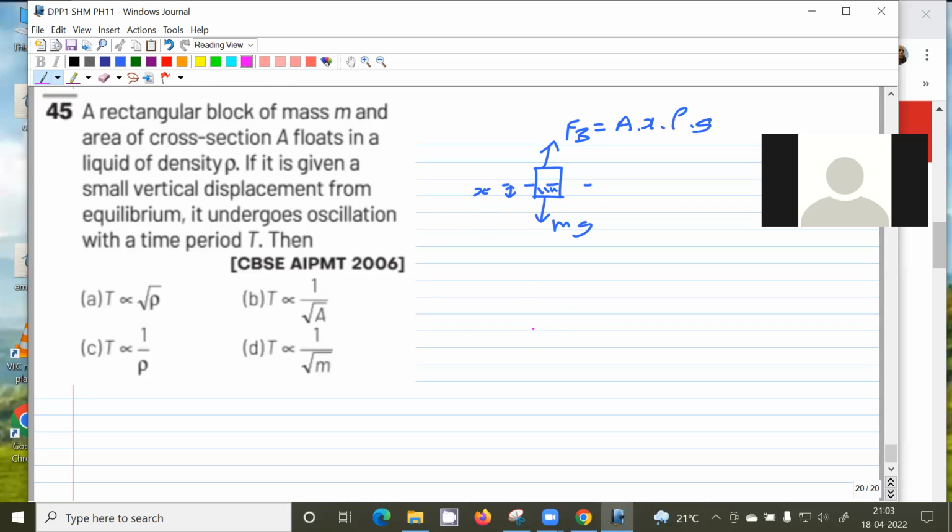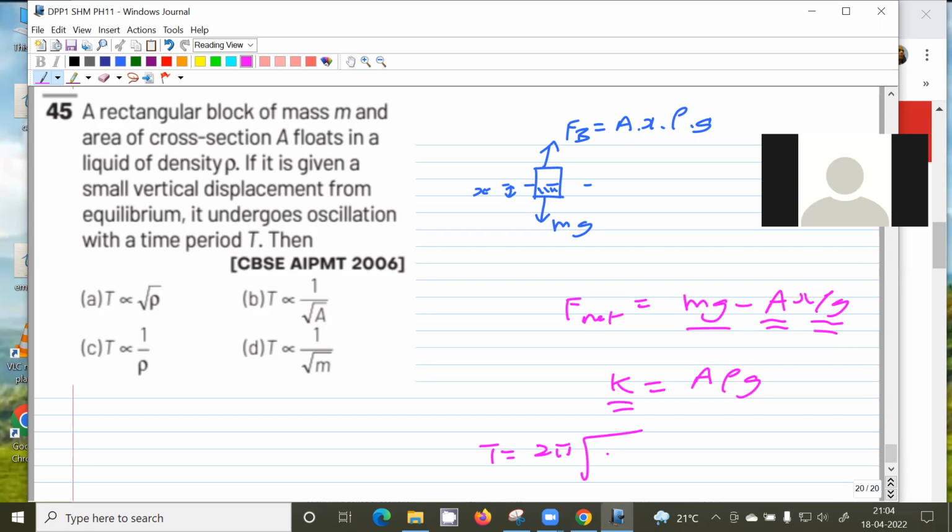So the net force acting on this one is mg minus the buoyancy force. So this force is proportional to x, and this is a constant. Think in terms of kx, so hence you'll get k as A rho g. This is k, right? And the period is 2 pi into square root of m by k.